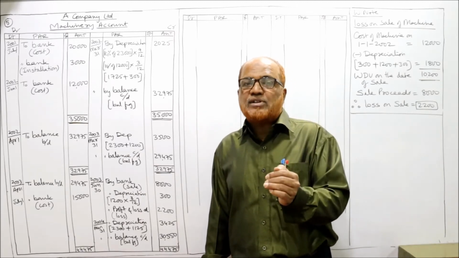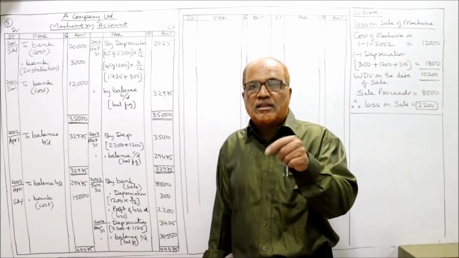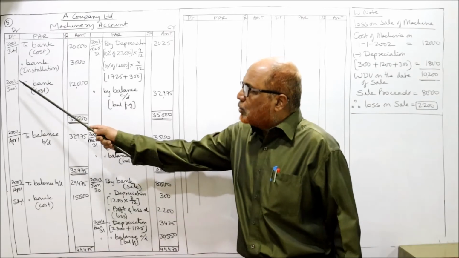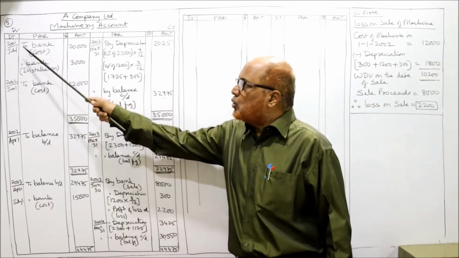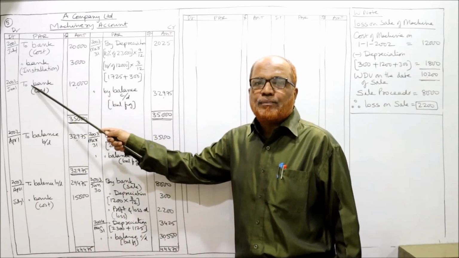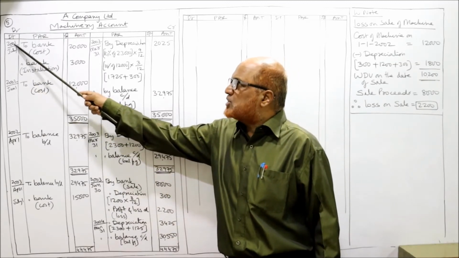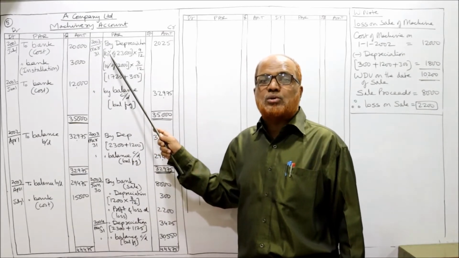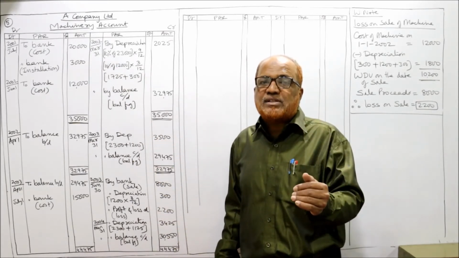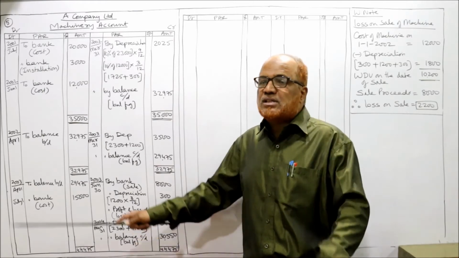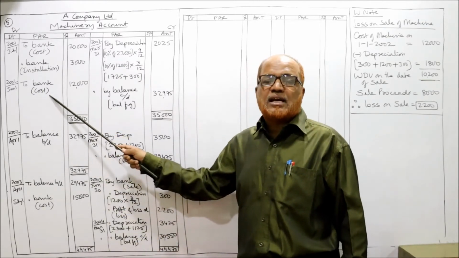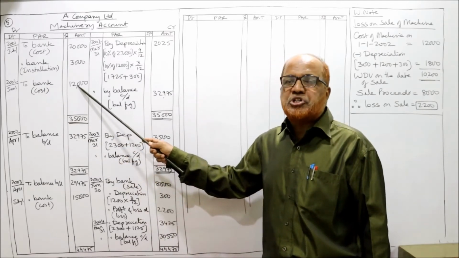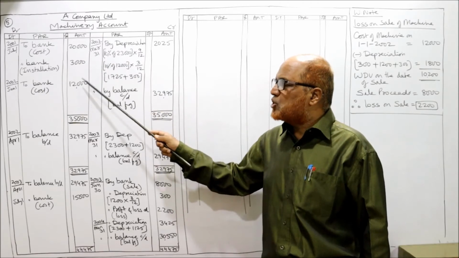But before 31st March 2002, another machine was purchased, that is 1st January 2002. So two machines are there in the first year itself. The first machine is purchased on July 1st, 2001. The accounts are going to be closed on 31st March 2002. So before that, on 1st January 2002, another machine was purchased. To bank, cost 12,000. Now we have two machines. First machine 23,000, second machine 12,000.